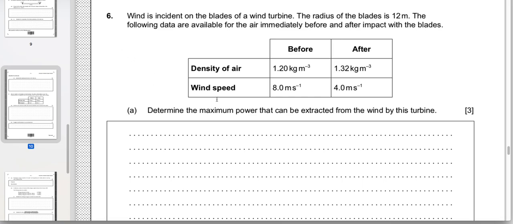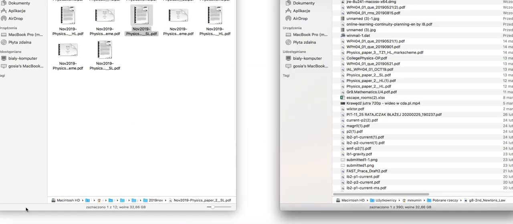Here you have to find the power of the wind before and the power of the wind after, and then by the difference of these two powers you have to find the power extracted by the windmill. Again, how to find power? I don't remember the equation, but let me open the data booklet somewhere.